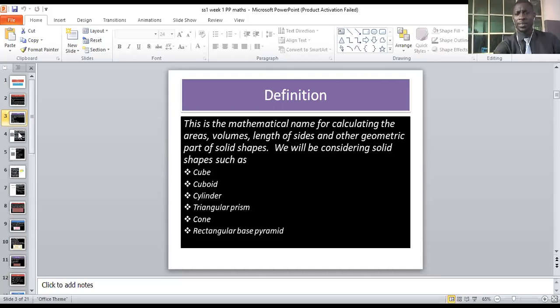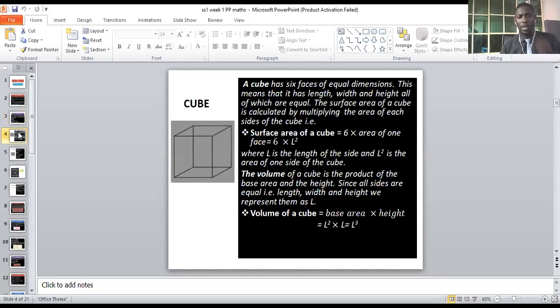And I believe at the end of the class, we'll be able to achieve what we set out to achieve. Looking at a cube, it is a 6-faced solid shape, but with equal dimensions. All the sides have equal dimensions, like the length is equal to the height, and the height is equal to the width, and it has 6 faces. As you can look at it, this is a face here.